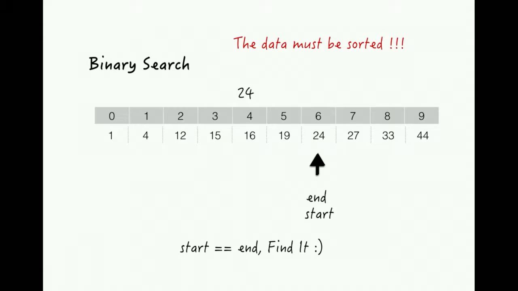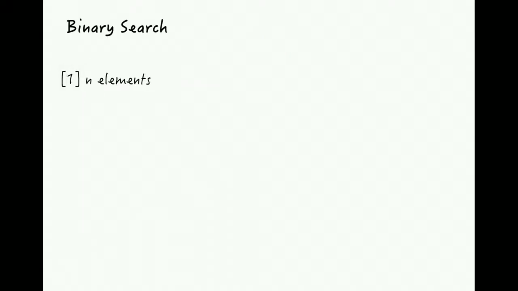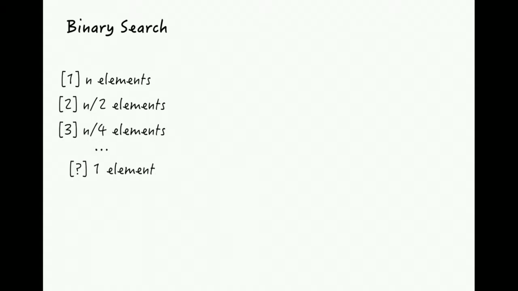So how fast is this algorithm? Let's imagine that we have a search space of n elements. With one simple comparison, we cut our search space down to n over 2. Then with one more comparison, we cut it down to n over 4. And then half and half again until we get only 1.